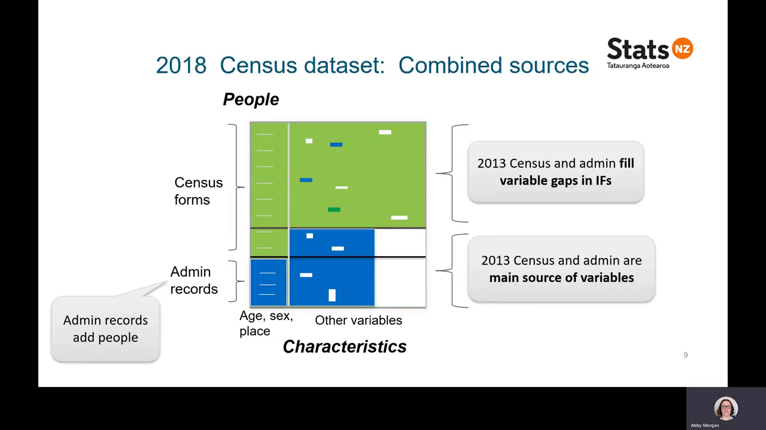So the result is we have this one file from the combined sources. We retain all of those census people from the forms in the green there. Where we have some missing item information in census, we've plugged the gaps with admin data and previous census data. And then we've mitigated that non-response by adding those admin records at the bottom. And for all the information that we do have available, we've used that in the item characteristics. But as mentioned earlier, for some of the census characteristics, we just have no admin data available.